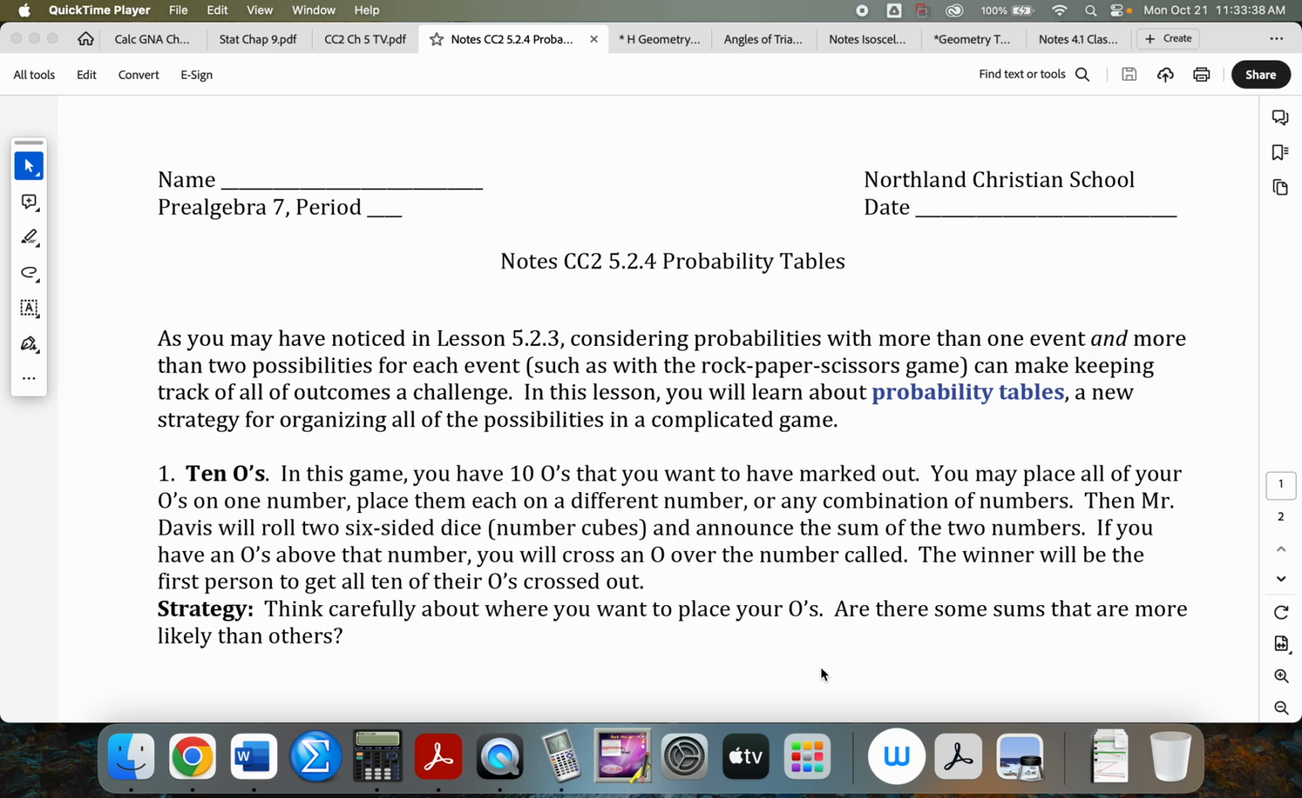Today we're going to learn a way to keep track of all the different possible combinations of things when you have more than one event going on. Okay, we did a little bit of this back before the break. Today we're going to learn how to make what's called a probability table. Later we'll learn about probability trees as well. I personally like probability tables a lot more than probability trees, although probability trees do have their place.